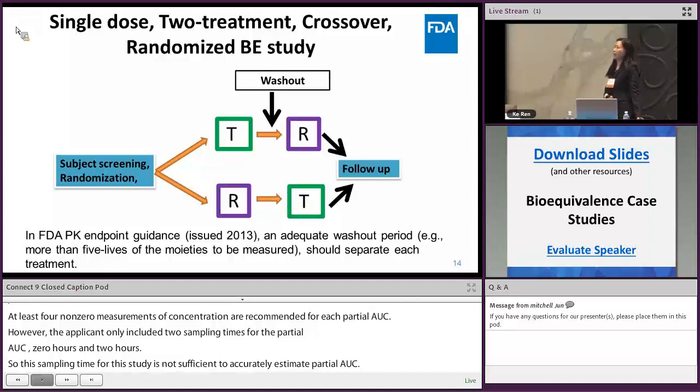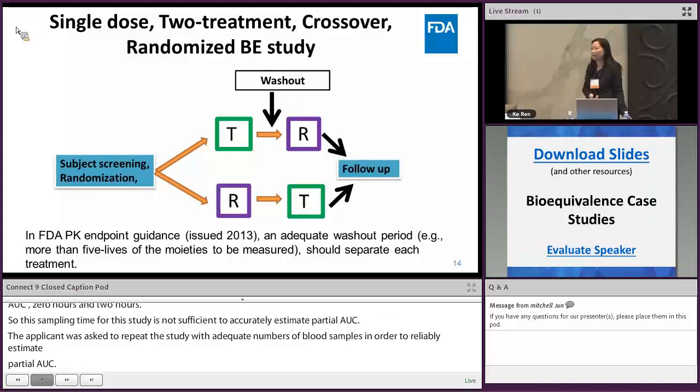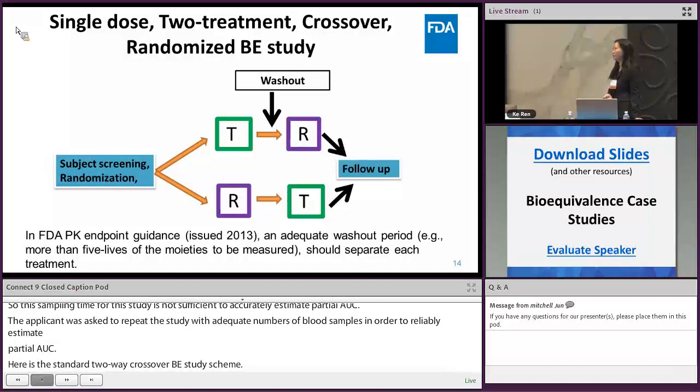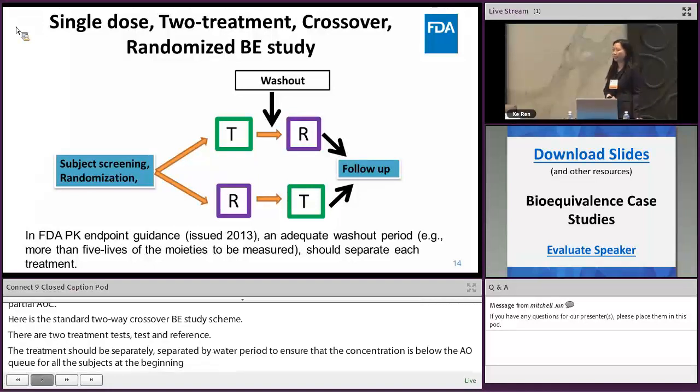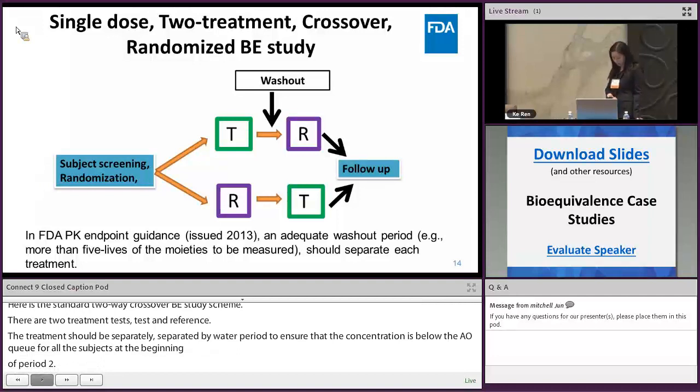So here is the standard 2-way crossover BE study scheme. There are 2 treatments, test and reference. The treatment periods should be separated by a washout period sufficient to ensure that the drug concentrations are below the LOQ for all the subjects at the beginning of period 2. Normally, at least 5 half-lives are necessary to achieve this.